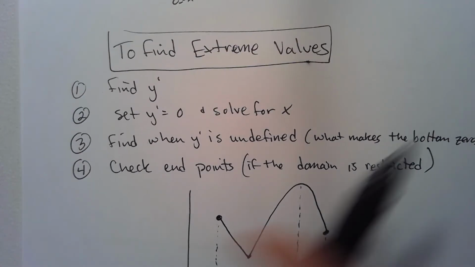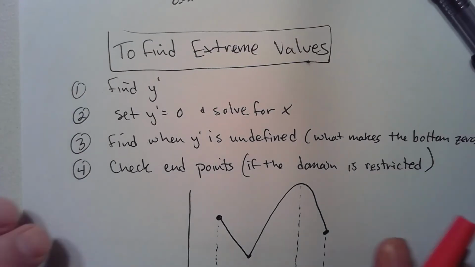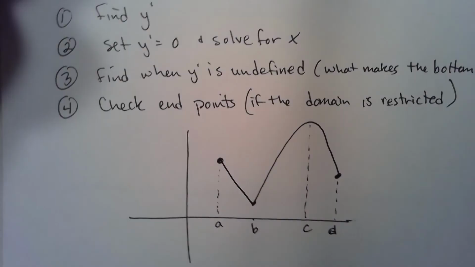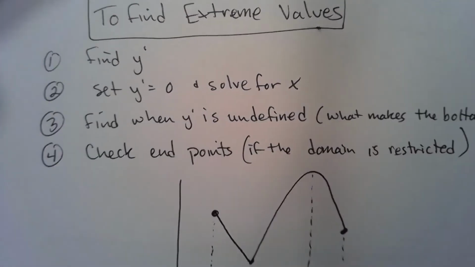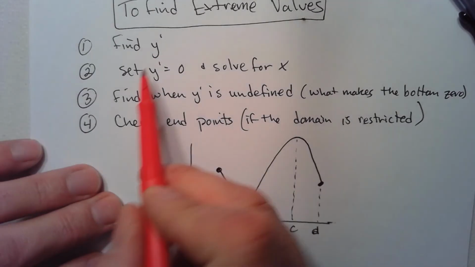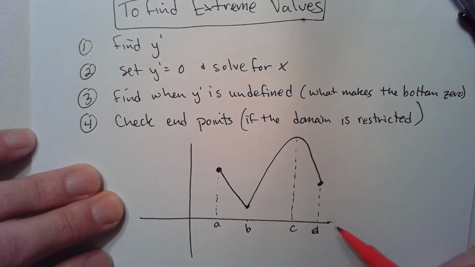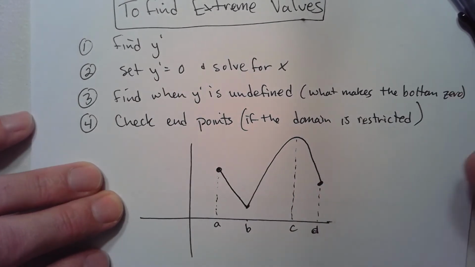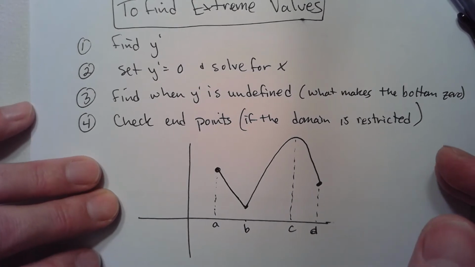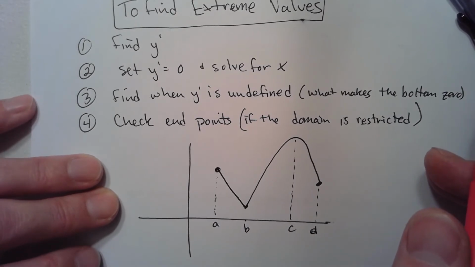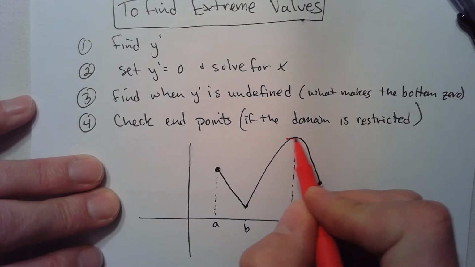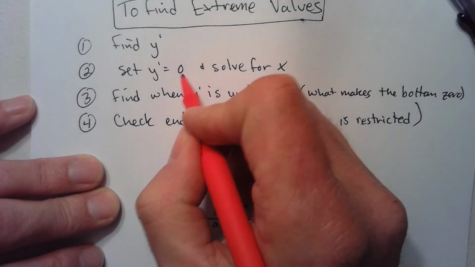All right, so back to the four steps. I've got a little sketch down here. Find when the derivative is 0. Of these four letters, where is the derivative 0? Well, the derivative is 0 where we have a horizontal tangent. So there's only one, it's right there. So that's at C.